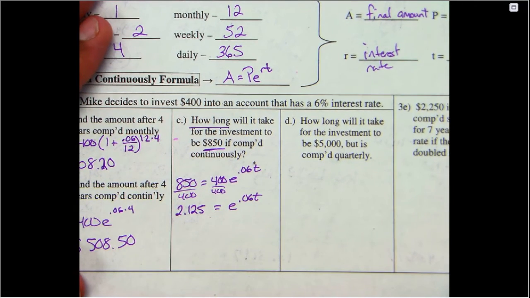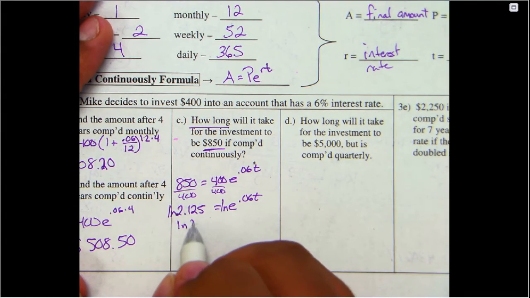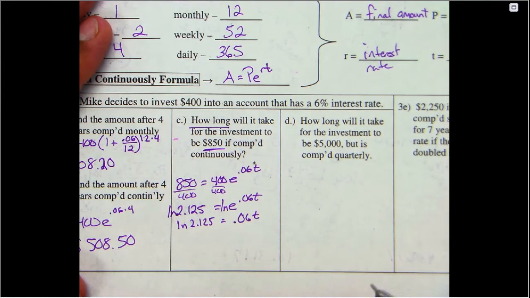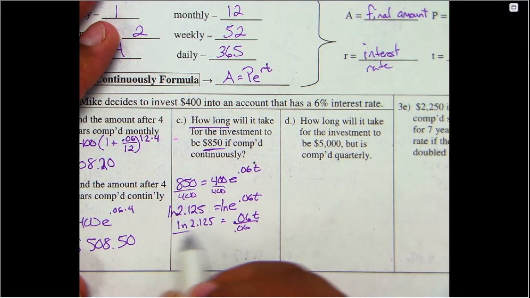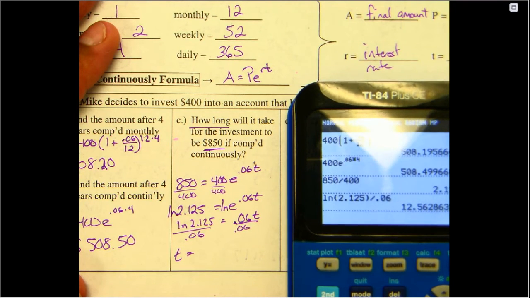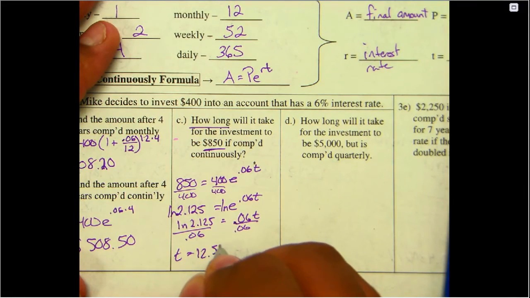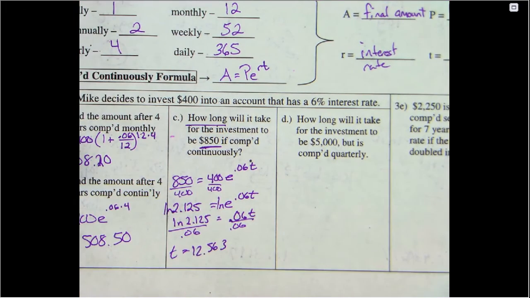So how do I get rid of the e? Take ln of both sides. So ln of 2.125 equals 0.06t. And now to solve for t, we will divide by 0.06. T equals 12.563. So a little over 12 and a half years.